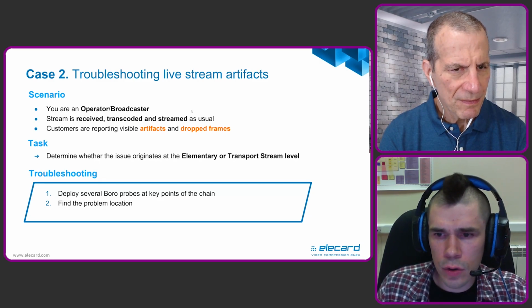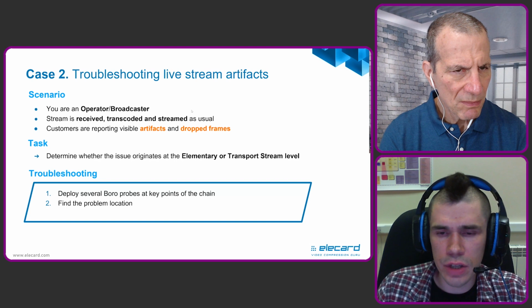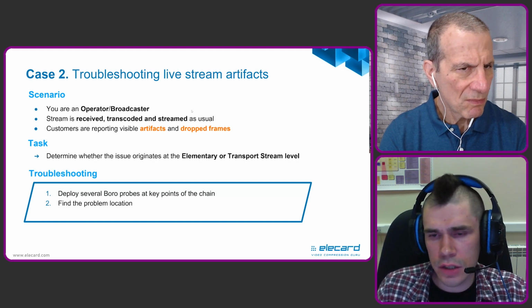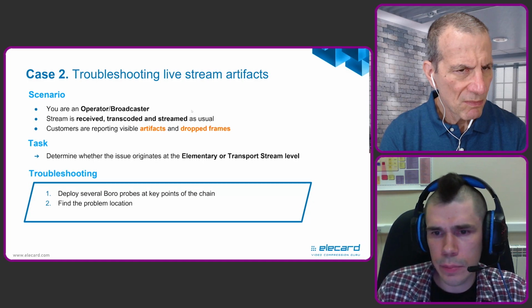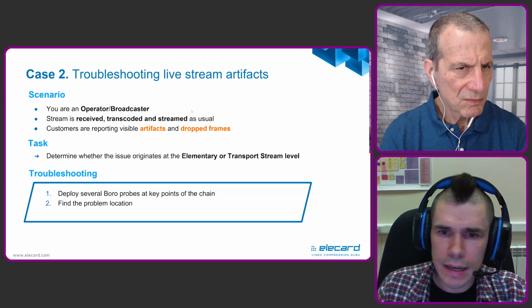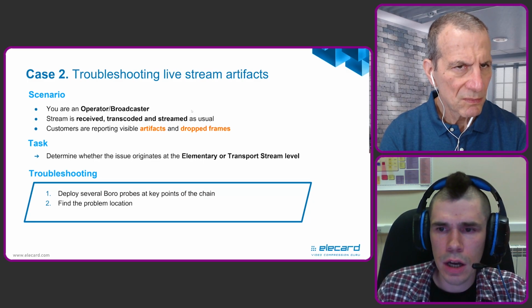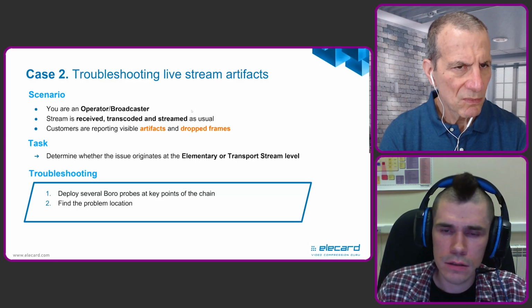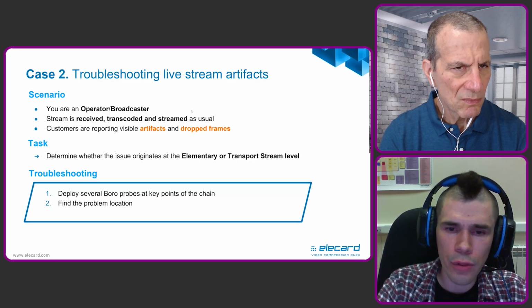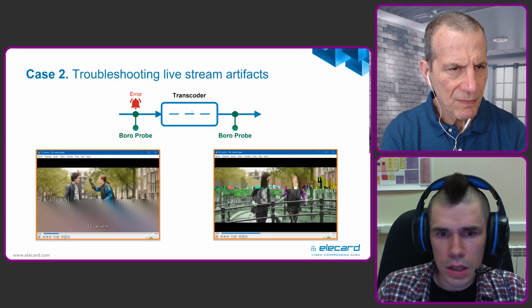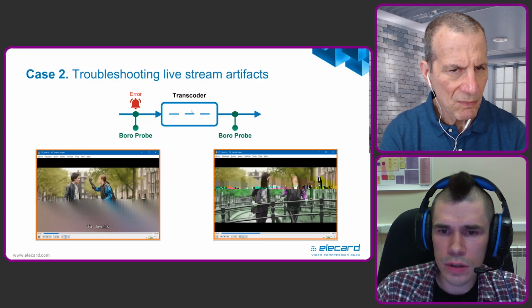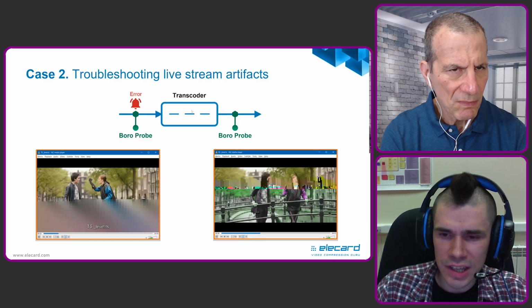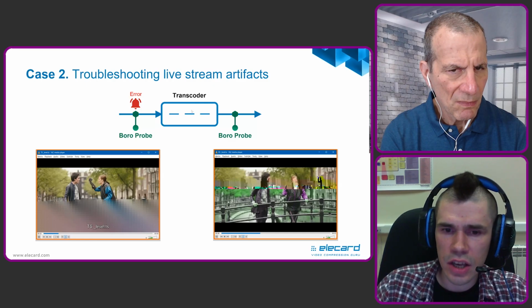You can put the Boro probes at any part of your network, before and after a transcoder, at the input of your head-end station, before and after a multiplexer, packetizer, or modulator, even after the CDN. So we can track all the path that the stream goes through. What our customers did, they just deployed Boro in their locations, and afterwards check in the web interface the location of the error.